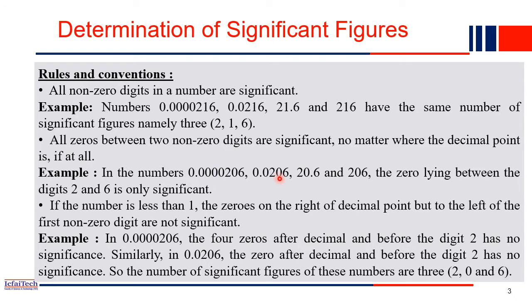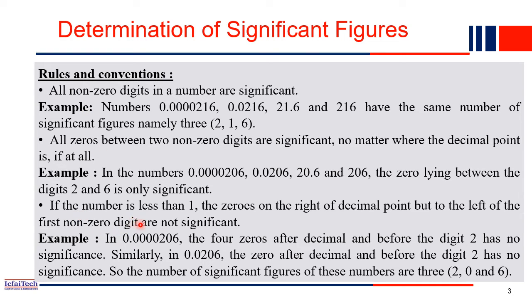So even in the figure 206, this zero is significant. In 20.6, this is significant. So the zeros lying between 2 and 6 are the significant figures. Okay, now the first two rules are over.